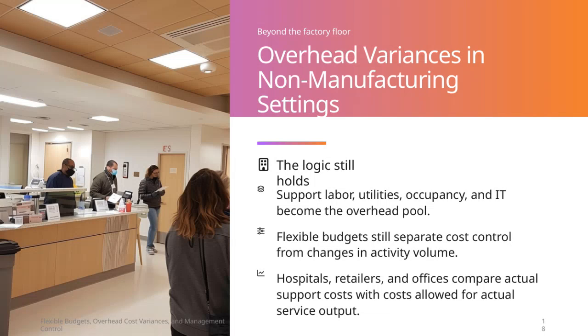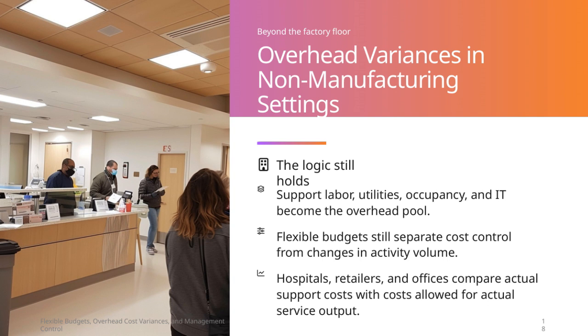Now, when we move beyond the traditional factory floor, the concept of overhead variances still applies, even in non-manufacturing settings. Think about organizations like hospitals, retailers, or office environments. In these contexts, overhead isn't just production-related costs, it includes support labor, utilities, occupancy expenses, and IT services. These elements collectively form the overhead cost pool. The same logic of analyzing variances holds true here.